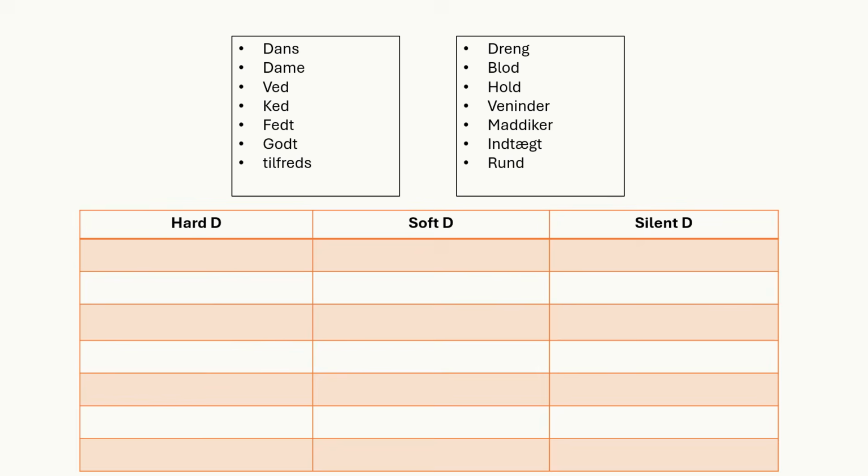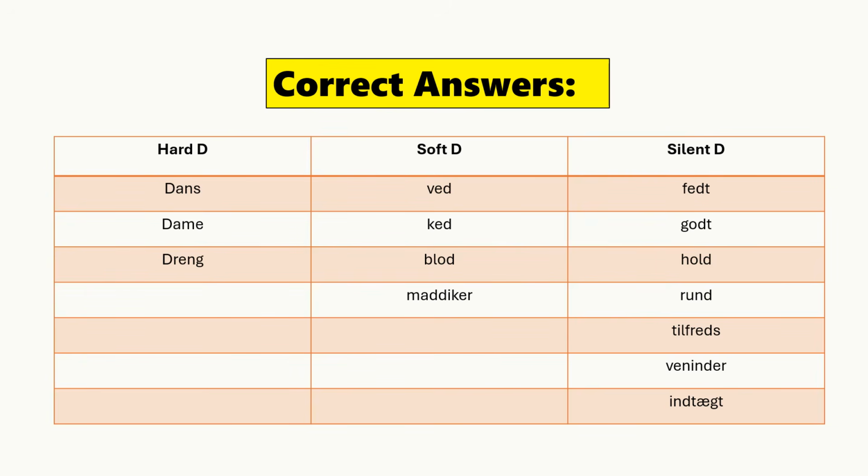Group the given words on your computer or on a piece of paper according to how they sound: hard D, soft D, and silent D. Dans. Dame. Ved. Ked. Fedt. Godt. Tilfreds. Dreng. Blod. Hold. Veninder. Madikker. Indtægt. Rund.